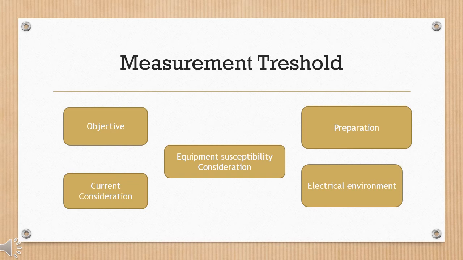Okay, now we are going to the second last part, which is measurement threshold. In measurement threshold, there are 5 parts, which is objective, preparation, equipment susceptibility consideration, electrical environment, and current consideration. So what is measurement threshold? Monitor measures data continuously. However, if all data was stored, the monitor would quickly run out of memory. So the measurement threshold or triggers provide a means for determining what is and what is not recorded. And some power quality measurement instruments subdivide the recorded data into groups called events.